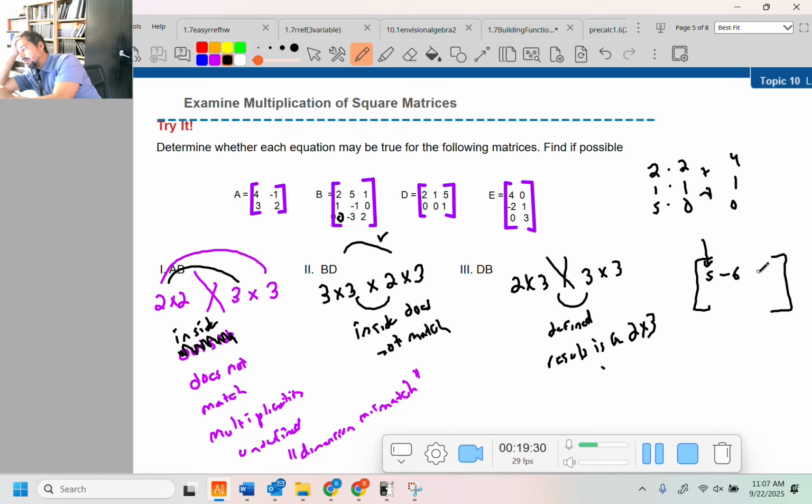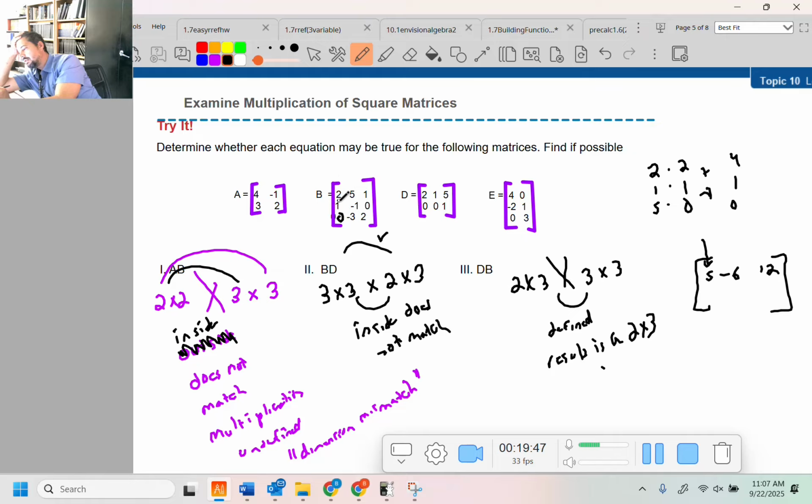Now I'm in row 1, column 3. 2 times 1 is 2. 0, 10. 2 and 10 makes 12. Now I'm in row 2, column 1. So this is my row, this is my column.